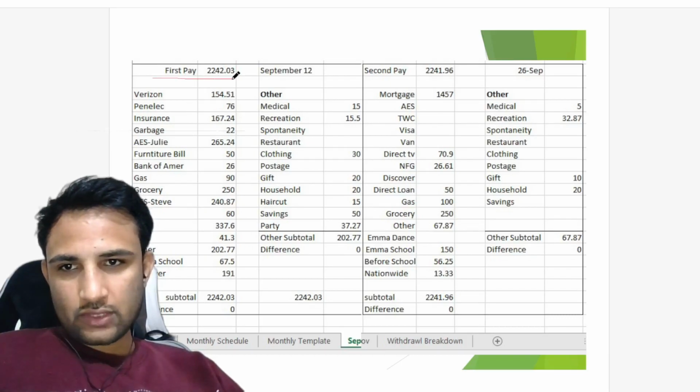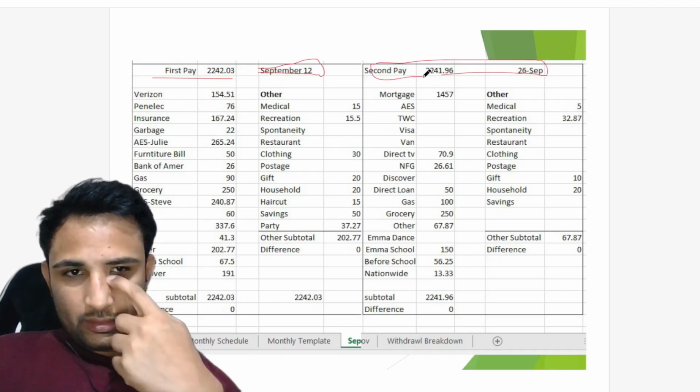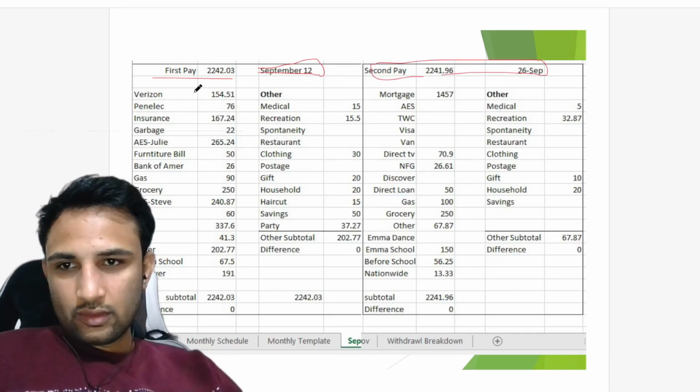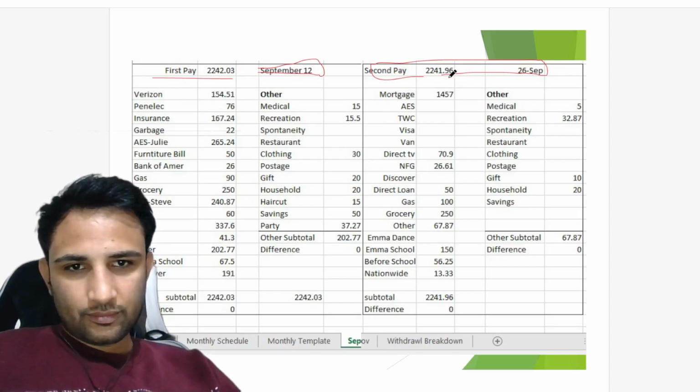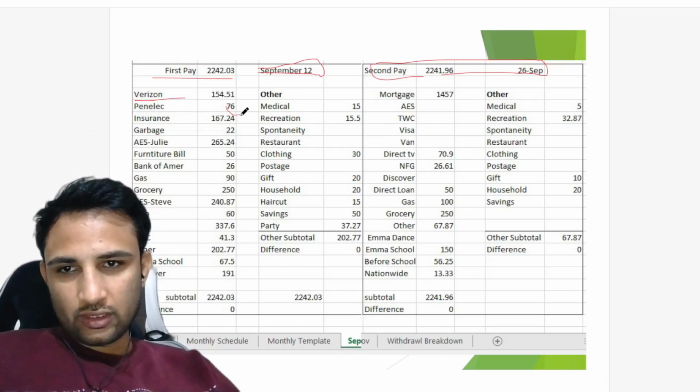So we have two charts here. The first one is the first pay of 12 September, and the second one is of 26 September. So this is 2 weeks apart. After 2 weeks, we have the following expenses, and in the second week we have the following expenses. In the first week we have a Verizon expense of $154.51, which is our monthly bill. For Penelec, we have $76. For insurance, we have $167.24. For garbage, $22.